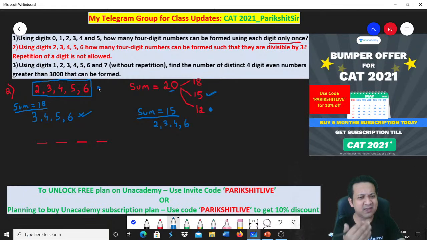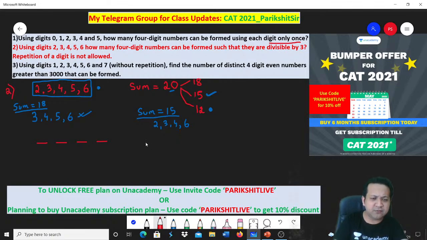But 8 is not even there. So 8 is not possible, right? So there are 2 cases: 18 and 15. 18 and 15, right? Let's take both the cases one at a time.